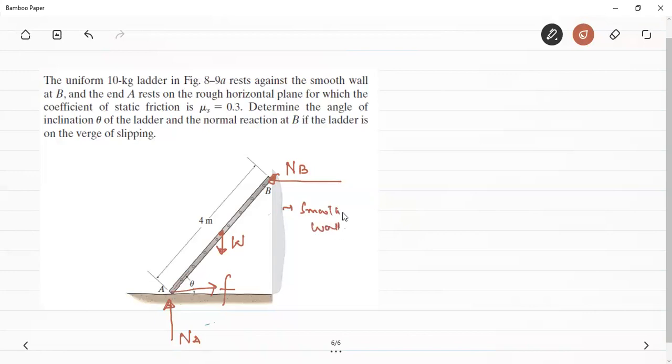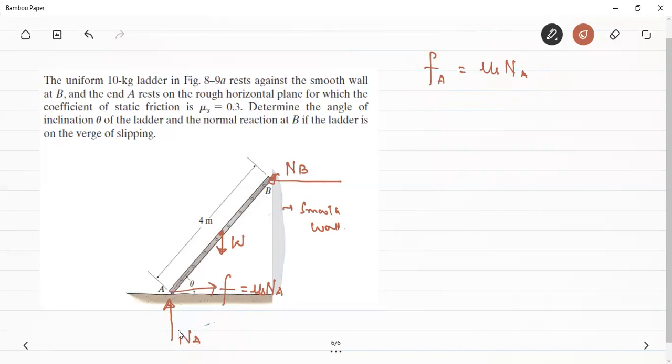Here we have three unknowns. One unknown is NB, another unknown is NA, and this friction force is not an unknown, because in the limiting condition it will be equal to mu S NA. That is the friction force at A. Why mu S NA? Because it is the case of impending motion. Only then can we use the equation that friction force is equal to mu S NA. Therefore, this friction force is dependent upon NA, so it is not an independent variable.